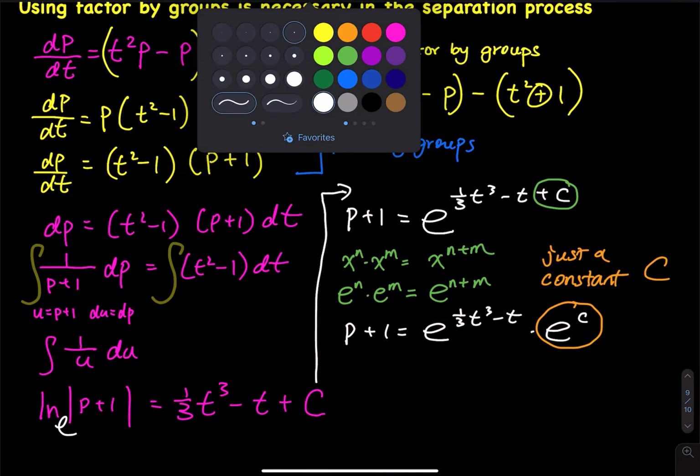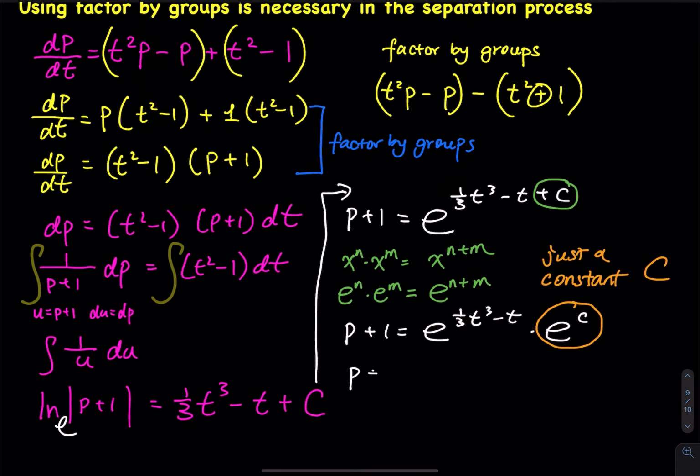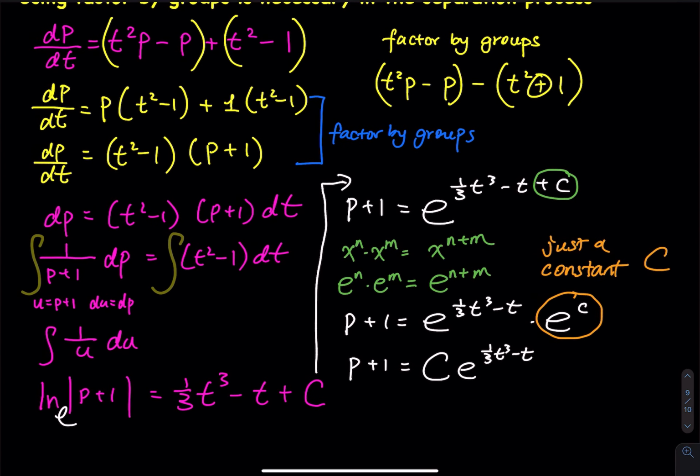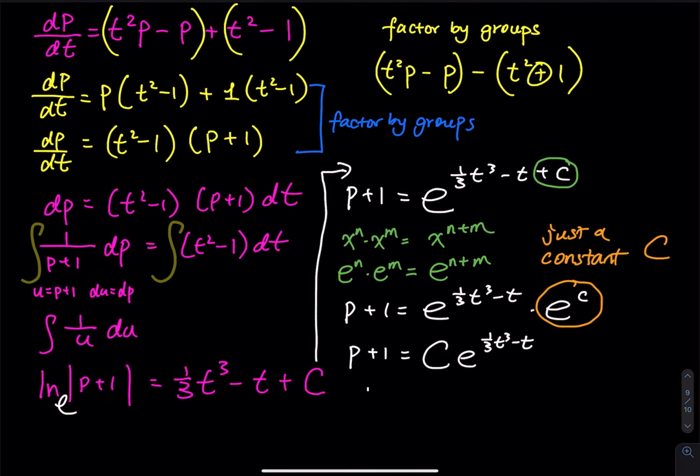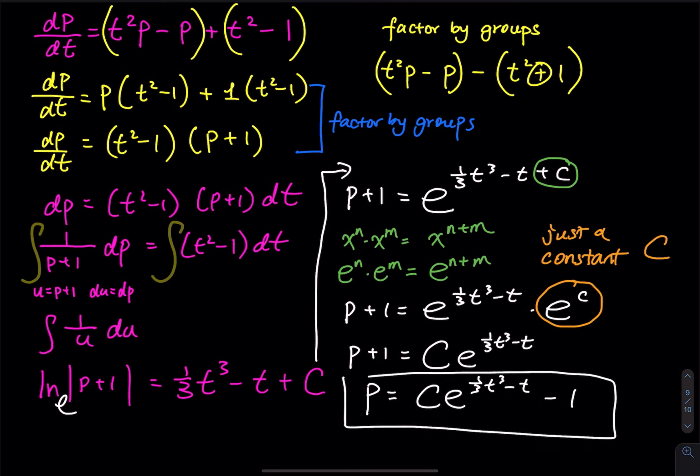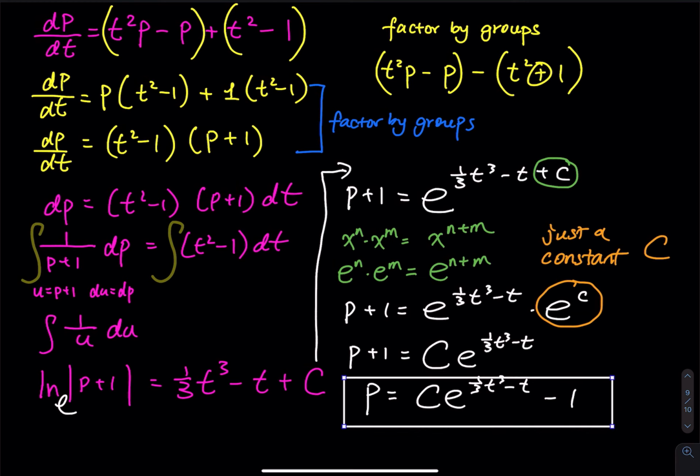So therefore, we have p plus 1 equals a big C times e to the 1 third t to the third minus t. And then you can subtract 1 on both sides if you want to solve explicitly for p. So you can do p equals C e to the 1 third t to the third minus t, and then minus 1. So this is your general solution, and okay, let's make the box bigger. So this is your general solution, and you solve explicitly for p.